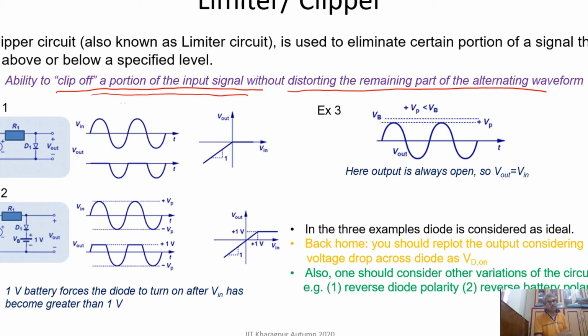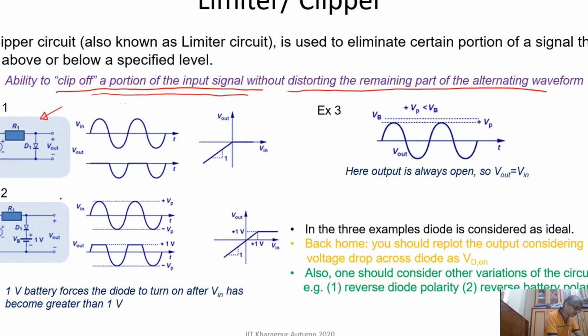Okay, so this is a very important application, because in many applications we might need only a certain part of the input signal. With this limiter or clipper circuit, we can remove the part which we don't need. So we will go through some examples of limiter or clipper circuits. Let's start with example number 1.